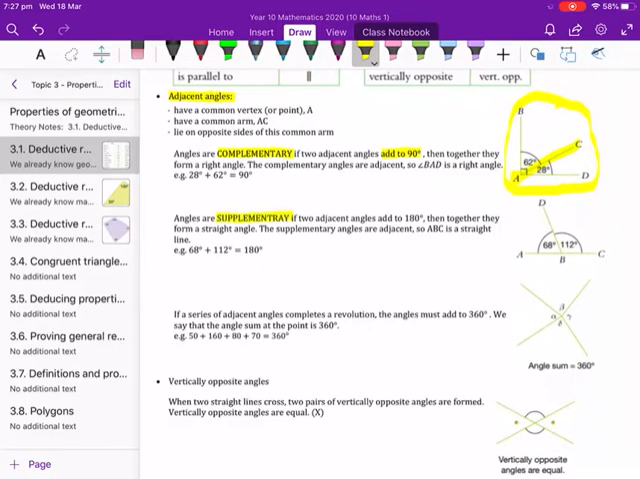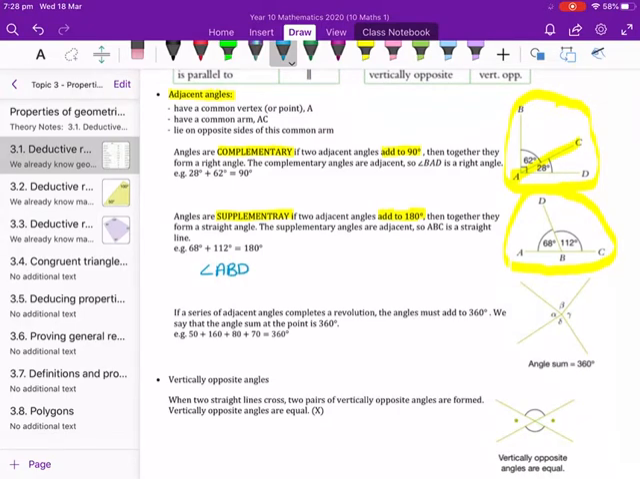Angles are supplementary if two adjacent angles add to 180 degrees. Then together they form a straight angle or a straight line. The supplementary angles are adjacent, so ABC is a straight line. So in our example over here, we have that our two angles of 68 degrees and 112 degrees add together to equal 180.